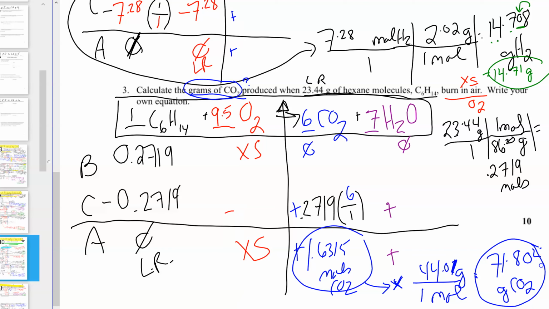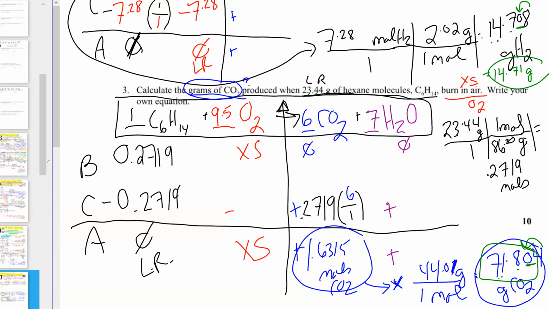804. Okay, because look at the original problem. They gave us 1, 2, 3, 4 sig figs. Look to the right. So it's going to be 71.80 grams of carbon dioxide produced. Good. We're done with page 10. We've got one more page to go here. So flip to page 11.